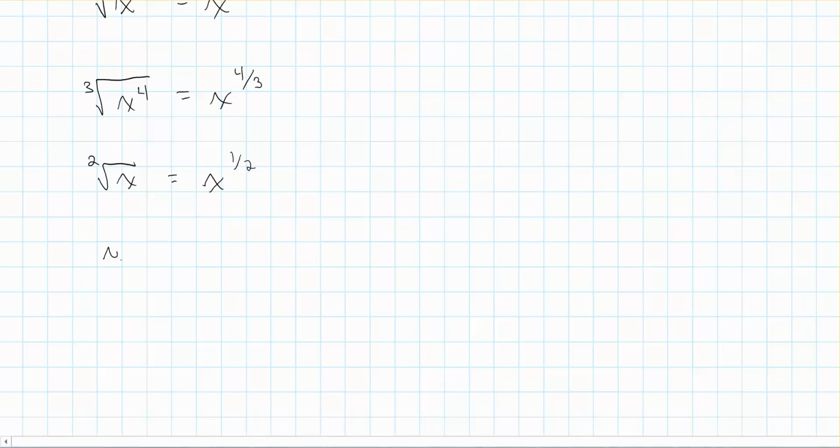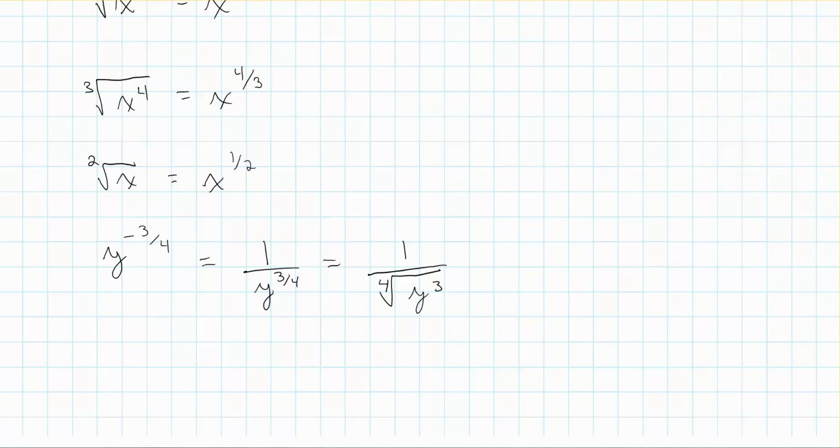But one thing, as I said, you also want to go the other way. So let's suppose we had y to the negative 3/4. Well, first off, I'm going to rewrite that with a positive exponent. So this would be 1 over y to the 3/4. And then I'm going to convert that using a radical. So this would be 1 over the 4th root, because that's what's in the denominator, of y cubed. So I encourage you to look over some of these, but those are just a quick review of some of the radical rules that we'll need to use in the course.